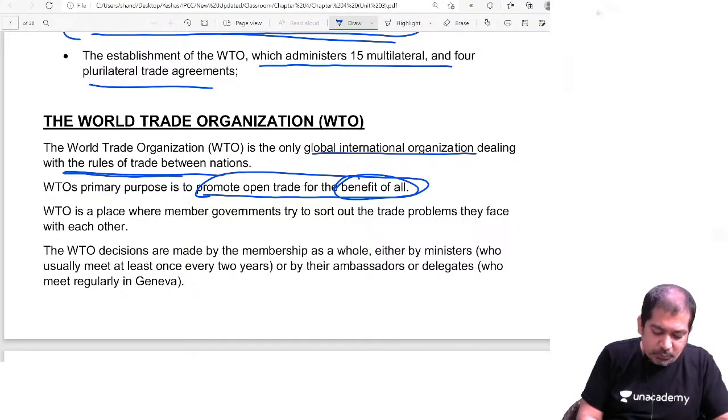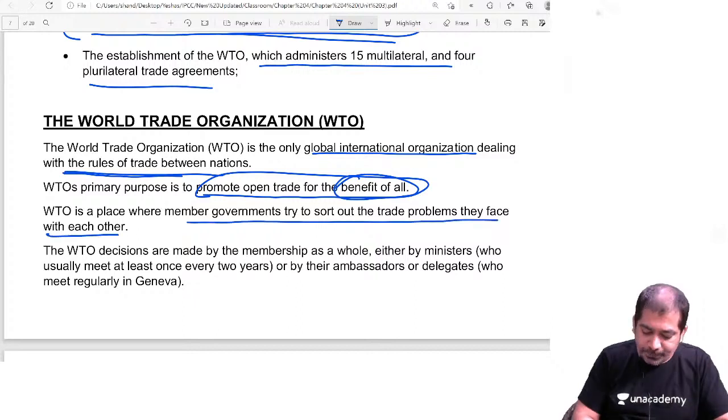So the WTO is a place where member governments try to sort out the trade problems they face with each other. WTO decisions are made by the membership as a whole, either by ministers who usually meet at least once every 2 years, or by their ambassadors or delegates who meet regularly in Geneva. The headquarters of the WTO is in Geneva, Switzerland.